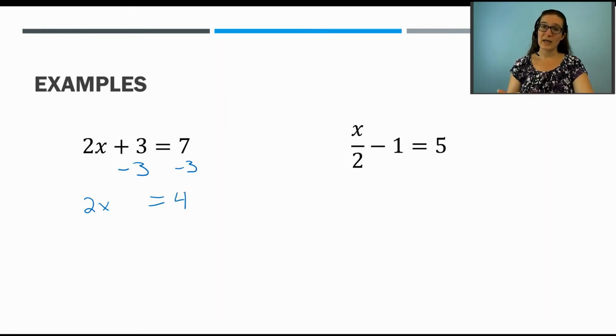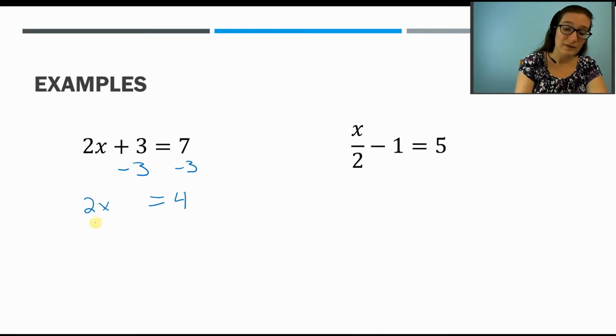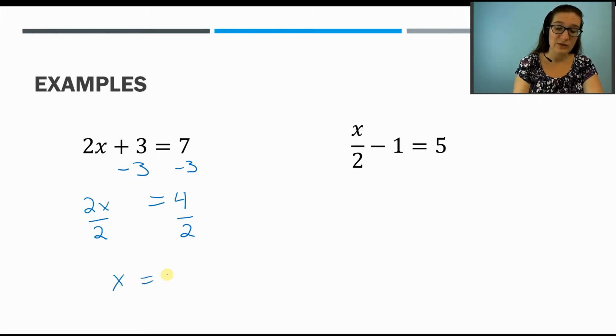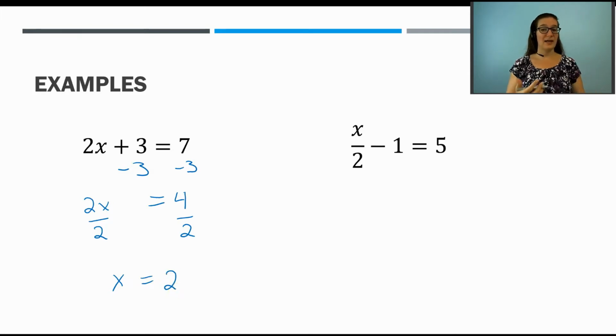Well, the 2 and the x right next to each other are multiplying, so I need to do the opposite. I need to divide. So I will divide by 2 on this side, and the other side of the equals, I will also divide by 2. Then I'll go ahead and resolve that step. So 2 divided by 2 is 1, so I have just 1x left over. And 4 divided by 2 gives me 2. And now I can see that x is equal to 2. All set.